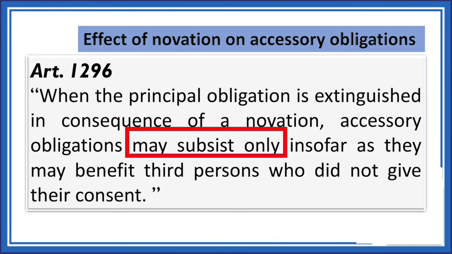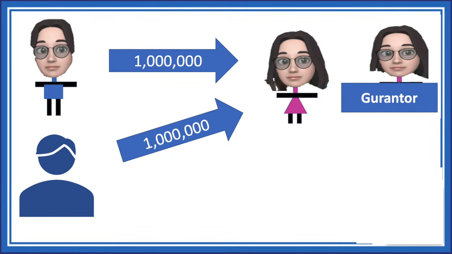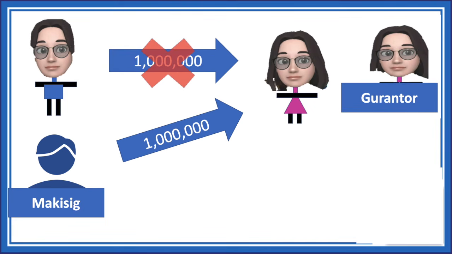Ganito yung kanyang halimbawa. Si Ganda, Pogi, may utang kay Ganda. Say, sabihin natin 1 million naman. 1 million pesos. Tapos, meron siyang guarantor. So, ang guarantor niya ay si Beauty. Okay, guarantor na dito si Beauty ngayon. Now, si Pogi is substituted by, say, sino ba? By Makisig, okay? So, nagkaroon ng novation, si Pogi is released from his obligation. Si Makisig na ngayon ang may obligasyon na magbigay ng 1 million pesos kay Ganda.